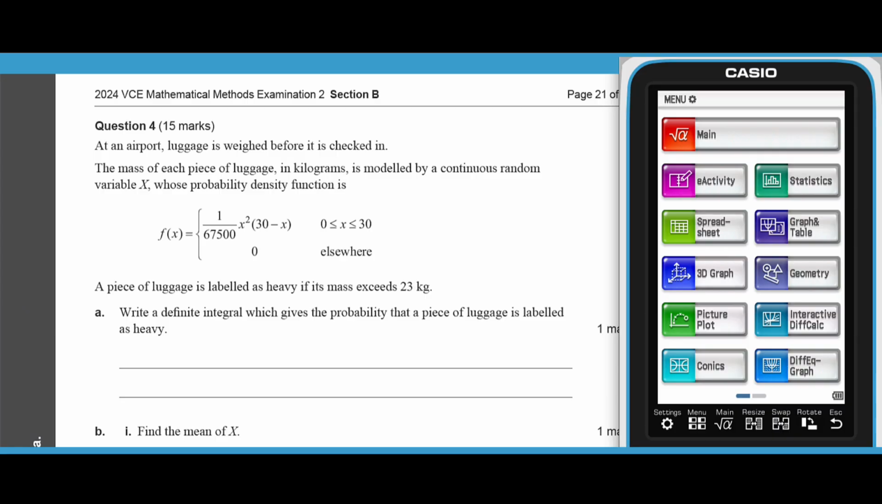Part A asks for a definite integral expression representing the probability that a piece of luggage is heavy, which is defined as being over 23 kilograms. I'm going to express this definite integral from 23 to 30 in terms of f of x, rather than wasting time and risking transcription errors by writing down the function's expression.